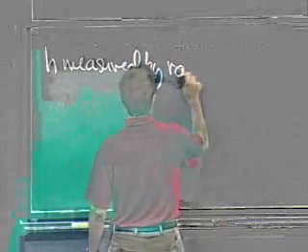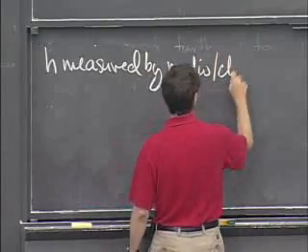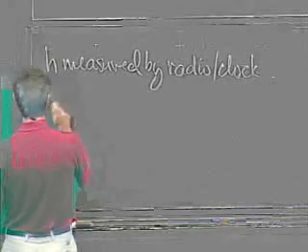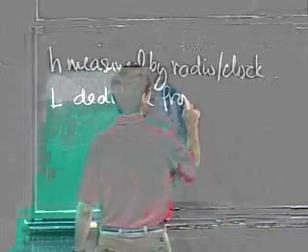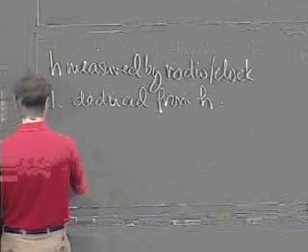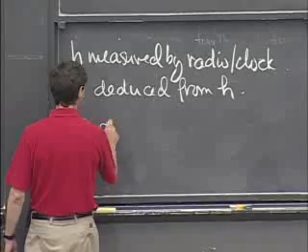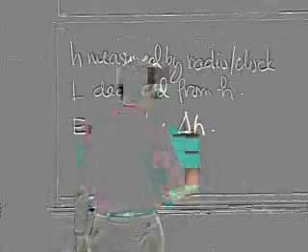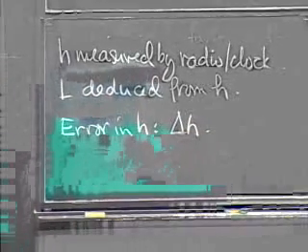h is measured by radio waves and a clock, or various clocks. And then L is deduced from h. And what's critical in all of these systems is that you don't know h exactly. There's an error in h, which we'll denote delta h. There's some degree of uncertainty.